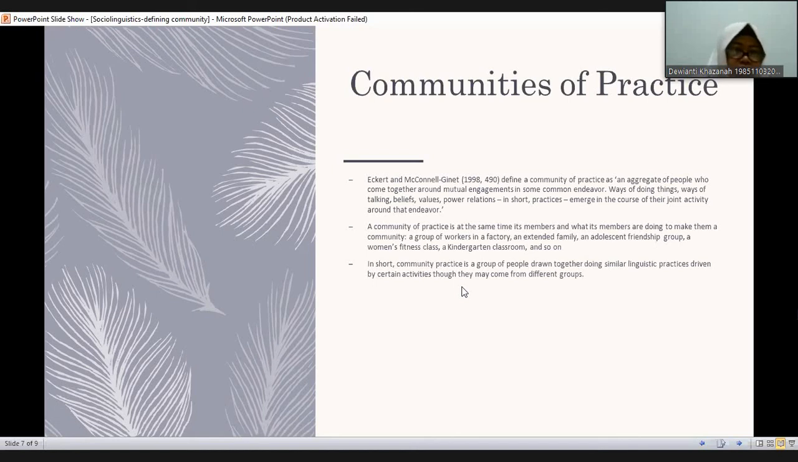For example, I work as a teacher in my faculty or in my department. That makes my community of practice my workplace. Okay, my group, the other teachers who are interacting with me, not only teachers but also with students. Kamu juga bersama karena terikat dari sebuah kegiatan, yaitu kegiatan akademik misalnya, karena kamu mahasiswa sastra Inggris, that's community of practice. Jadi keterikatan atau group of people yang doing similar linguistic practices driven by certain activities.